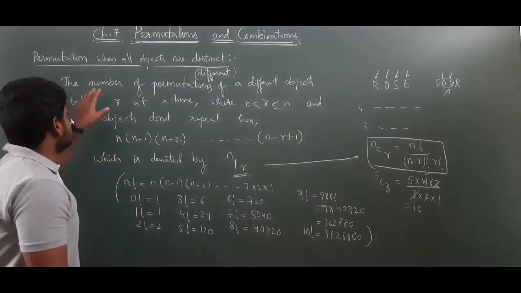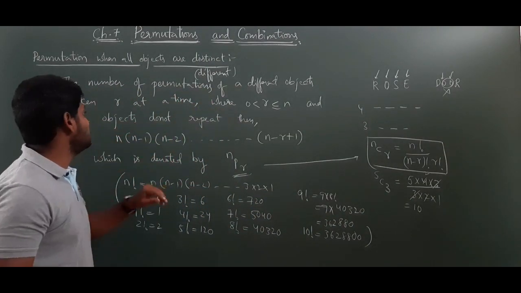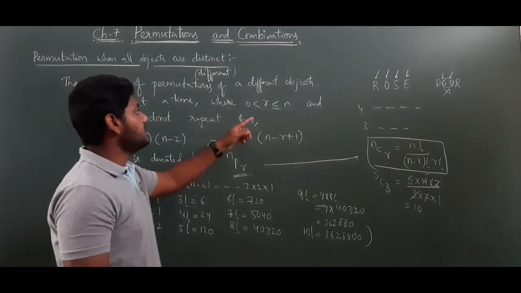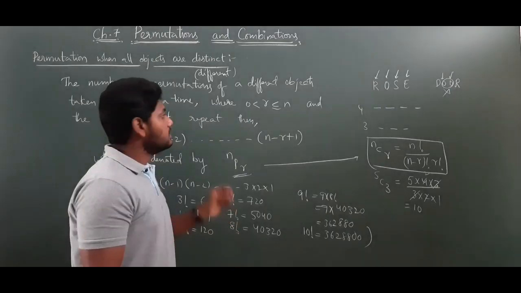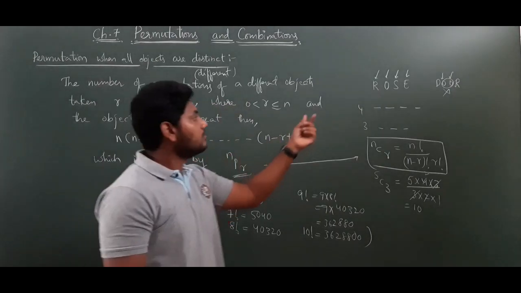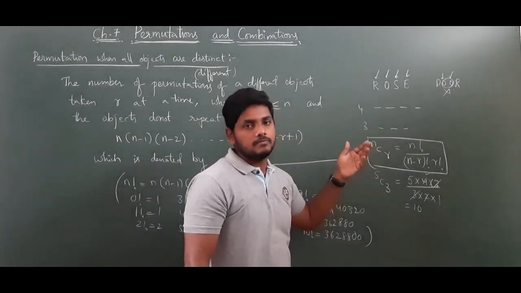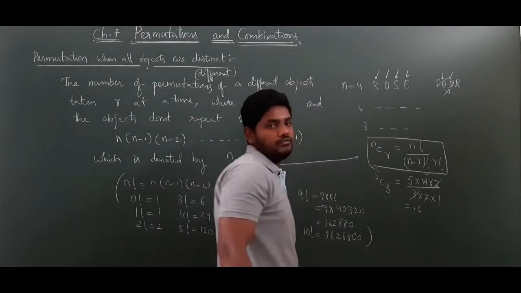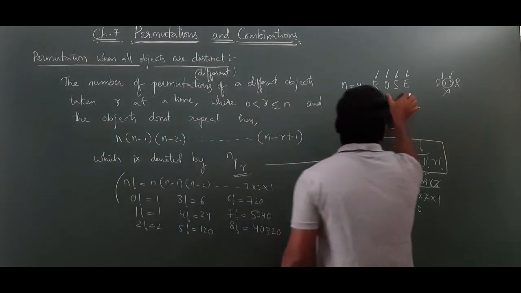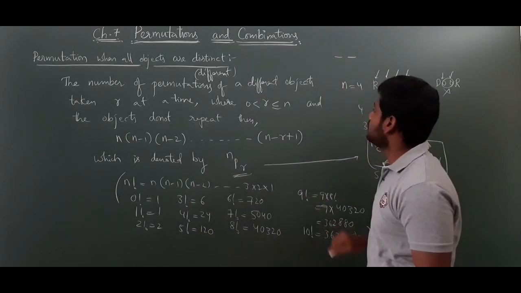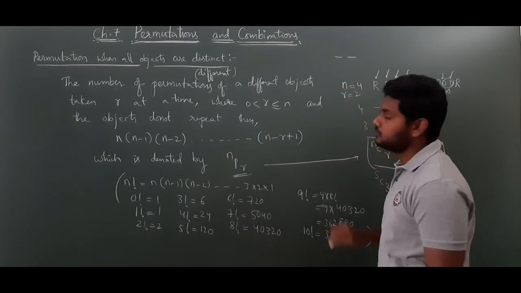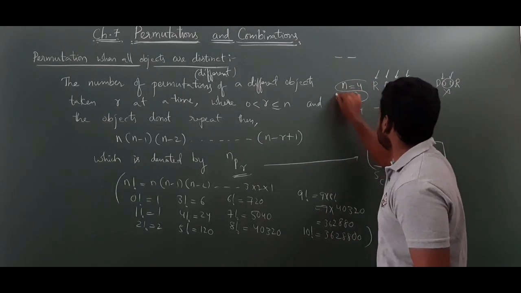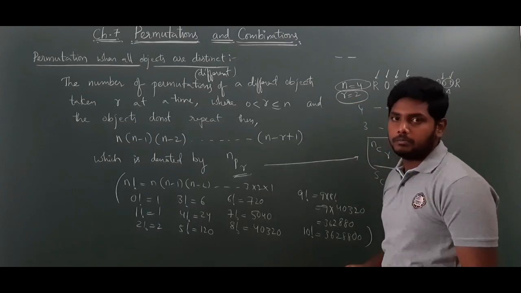Right, understood? See, number of permutations of different objects taken R at a time, where R is greater than 0, less than or equal to N. See, instead of this definition, easily I will tell. For example, if we have 4 letter words, then N value will be how much? N value will be 4. From this 4 letter code, if you want to find a 2 letter code, then R value will be 2. So by using these two values, we will find the number of permutations.